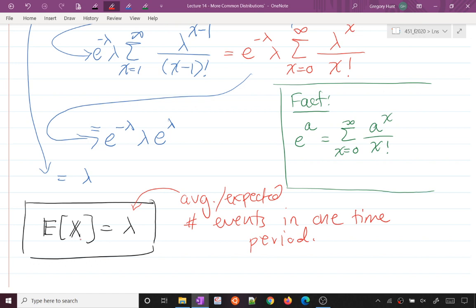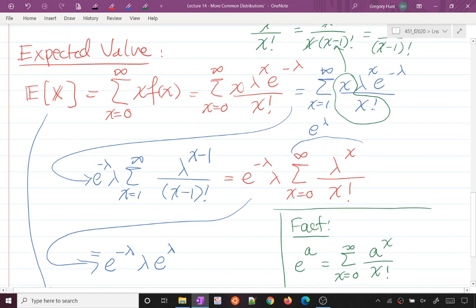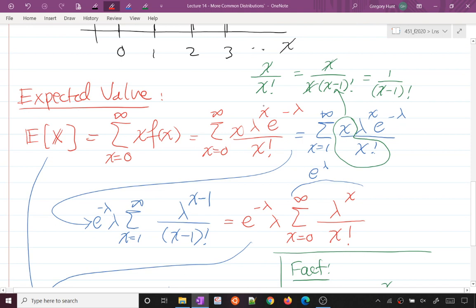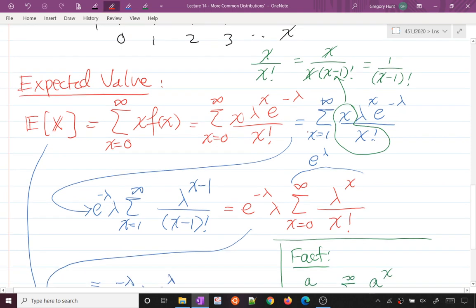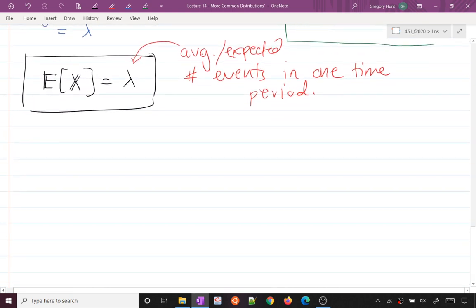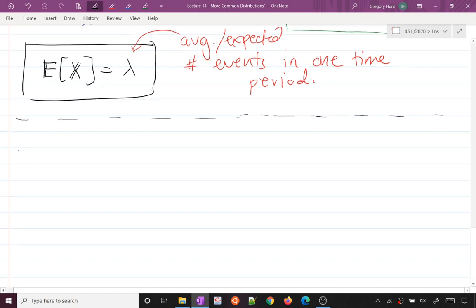Okay, so we used a couple tricks when we calculated the expected value. One of these tricks is that we canceled x and x factorial in a nice way. That helped us out because then we could write this as a power series of e to the whatever. So let's look at this trick again. This is a trick you can play with Poisson random variables. Instead of looking at the expected value of x, let's look at the expected value of x times x minus 1.